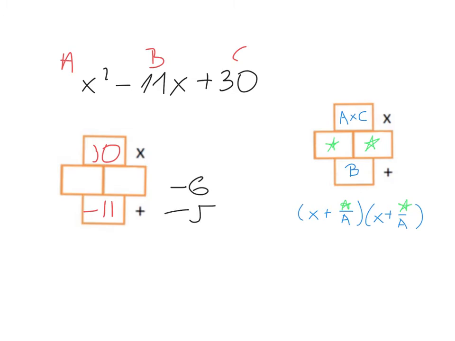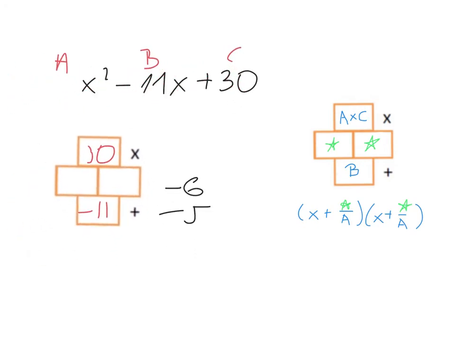So always double check: do I have the correct numbers? Minus 6 by minus 5 is positive 30, and minus 6 plus minus 5 is minus 11. Perfect. So we fill that in, and then two back-to-back brackets. How does it work? x goes first, and then we have negative 6 and negative 5. And as you can see, you don't have to divide as a is 1.